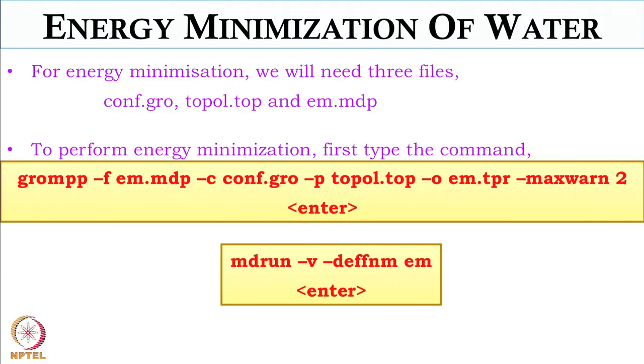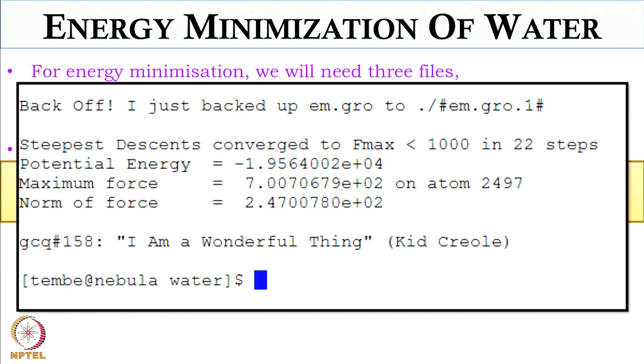So after energy minimization is done, something like this will be displayed on the screen. You see the steepest descent algorithm that we have already discussed in liquid argon. So here also we use the same algorithm for energy minimization, and it converged in 22 steps, and the potential energy is negative in this case, because you have lots of plus-minus charge interactions. Yeah, exactly. And less than 1000 means the maximum value of force is less than 1000 kilojoule per mole per nanometer, not angstrom.